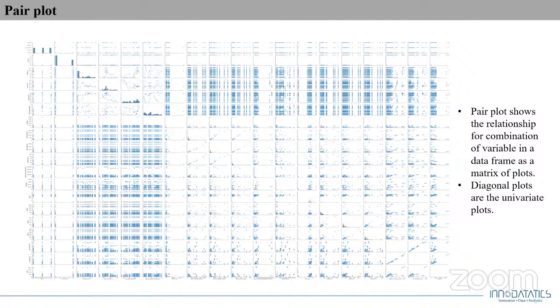Pair plot. And this pair plot is also called as scatter plot matrix. Pair plot shows the relationship for combination of variable in the data frame for matrix of plots. Diagonal plots are all univariate plots. The pair plot builds on two basic figures, the histogram and the scatter plot. The histogram on the diagonal allows us to see the distribution of single variable, while the scatter plot on the upper and lower triangles show the relationship between two variables. Next slide.